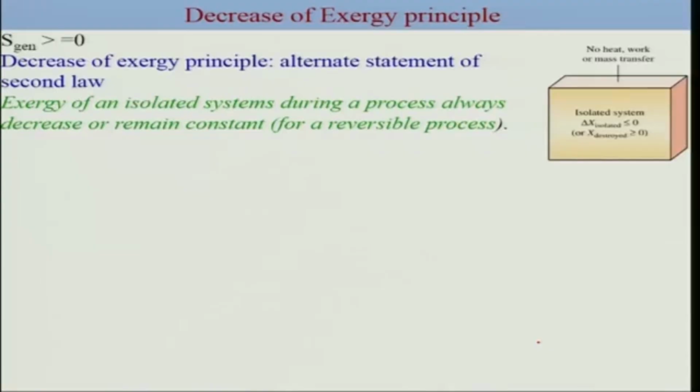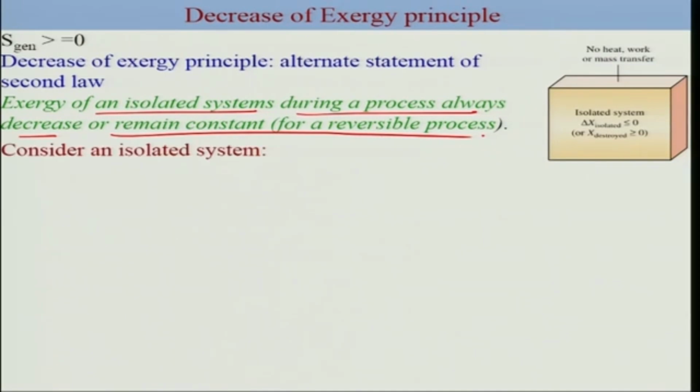You can make use of a similar analysis and come up with a decrease in exergy principle, which is the alternate statement of the second law. So we can talk about the second law in terms of entropy gain, or in terms of the decrease in exergy principle. In other words, the exergy of an isolated system during a process always decreases, or remains constant for a reversible process. So we can try to derive this.